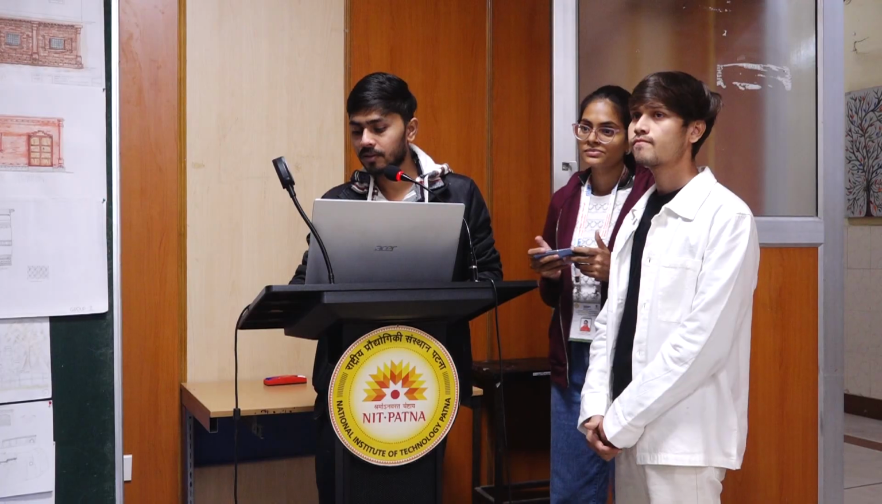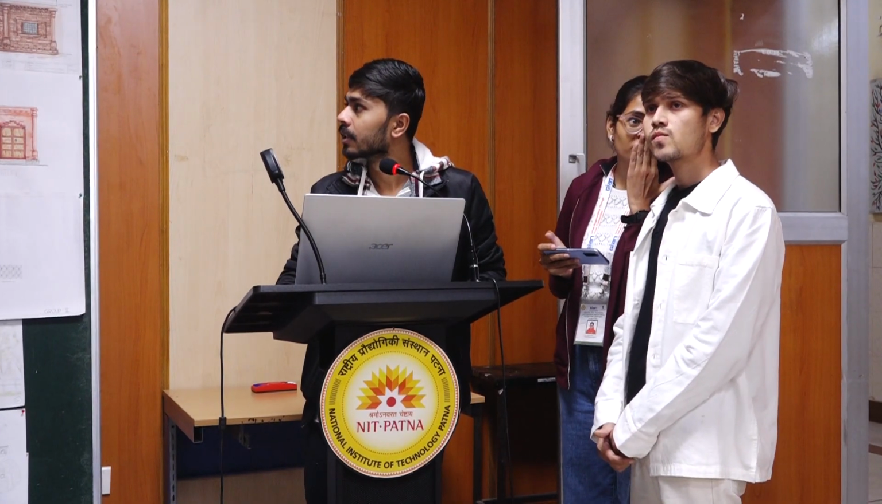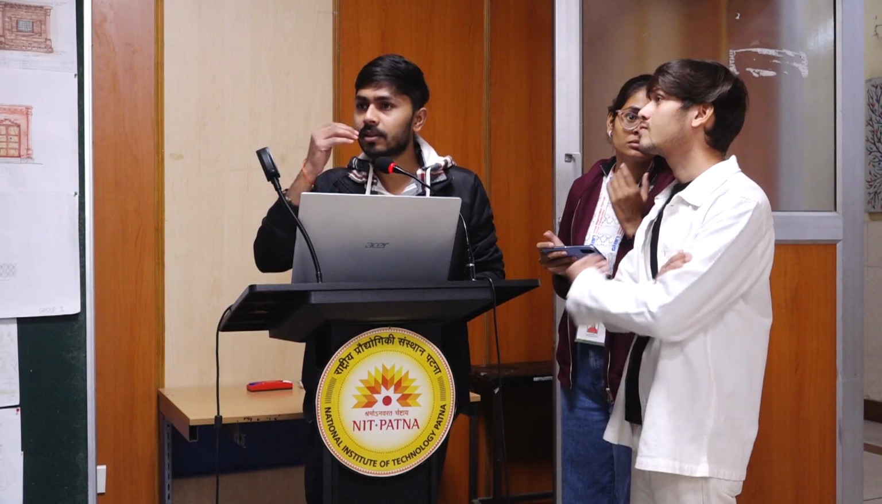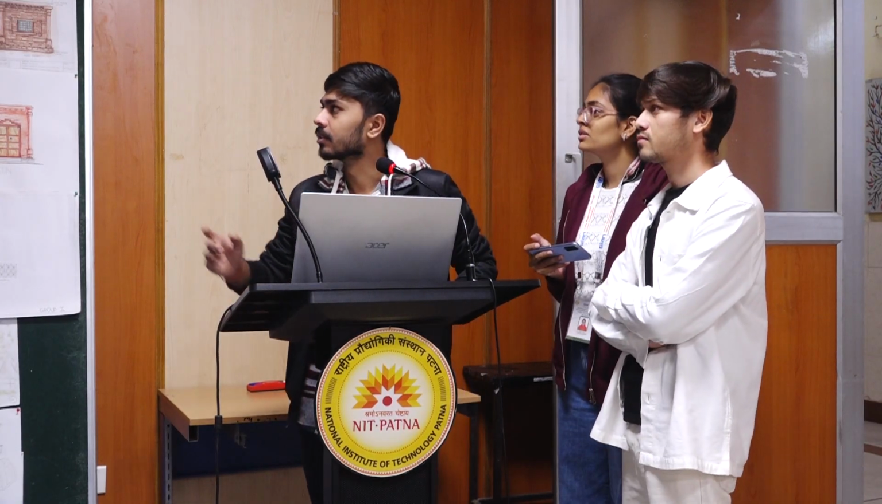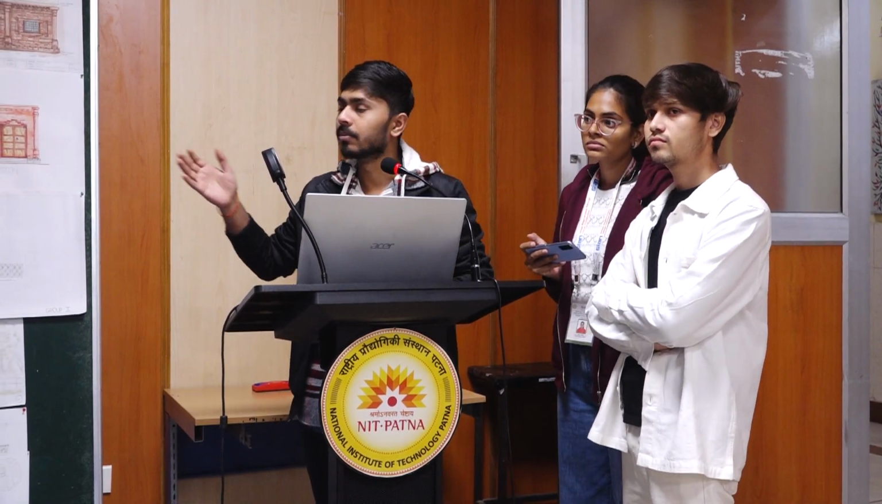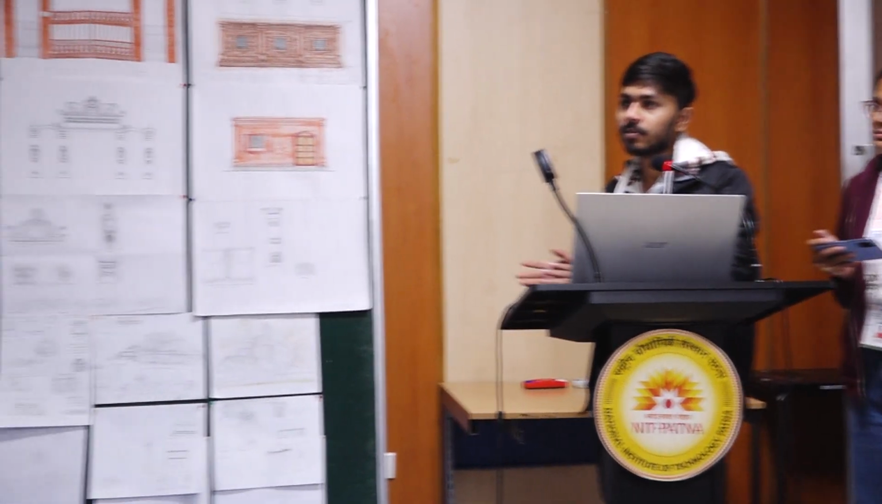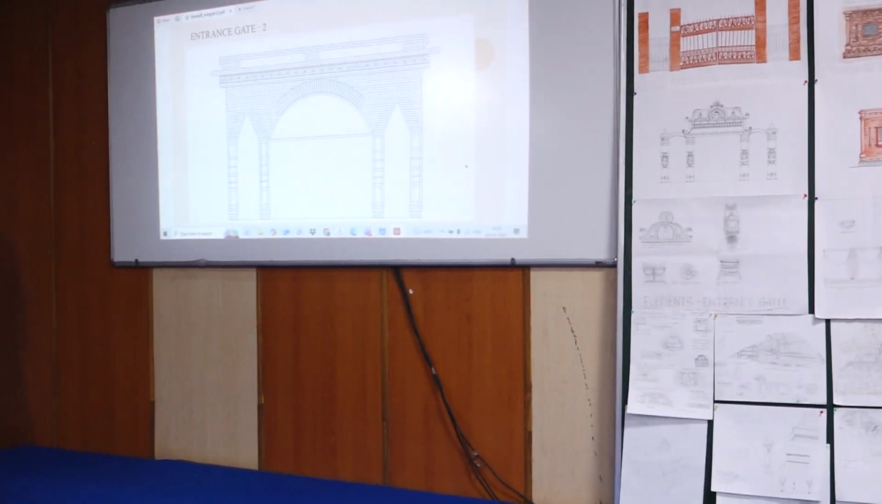Okay. Hello everyone. Here is the other gate. This elevation I made on CAD. This gate is the main gate for the entrance of the museum.